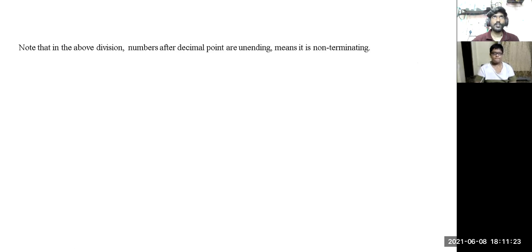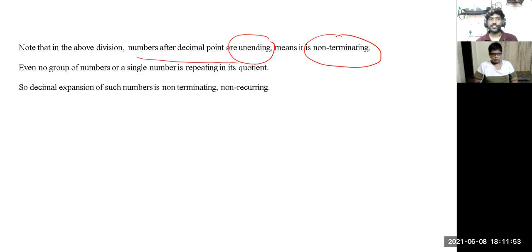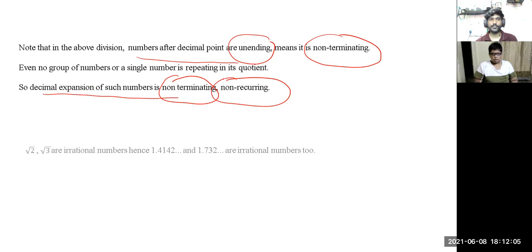Now, one thing to note, after the decimal, in the two divisions that we did, first for root 2 and then for root 3, the numbers after the decimal point are unending. That means non-terminating. They are not even recurring. So no group of numbers or a single number is repeating in the quotient, for both root 2 and root 3. So the decimal expansion of such numbers is non-terminating, non-recurring. The same thing as I told you before.